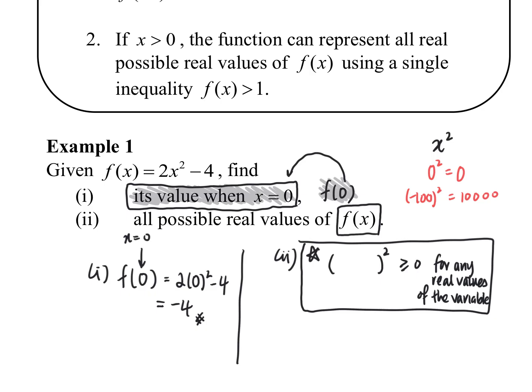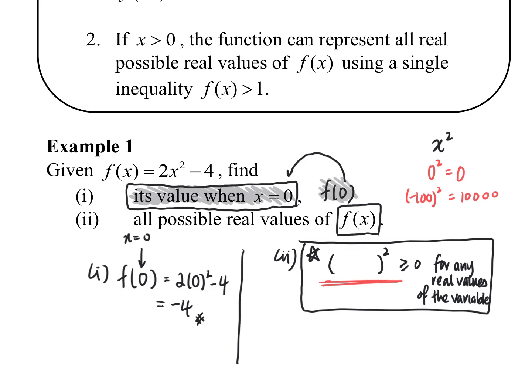So that's why we can safely use this for every example that we have. As long as we square it, the smallest value is 0 or positive. So this is always valid. We are going to use this for many chapters in A Math, so you have to remember this.